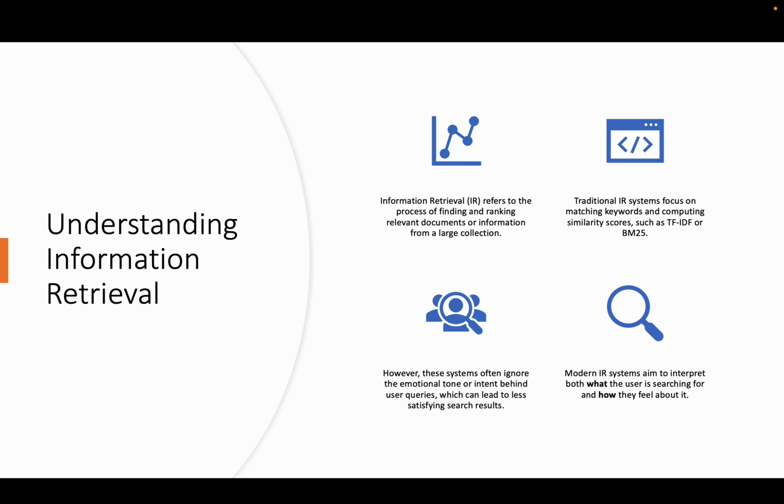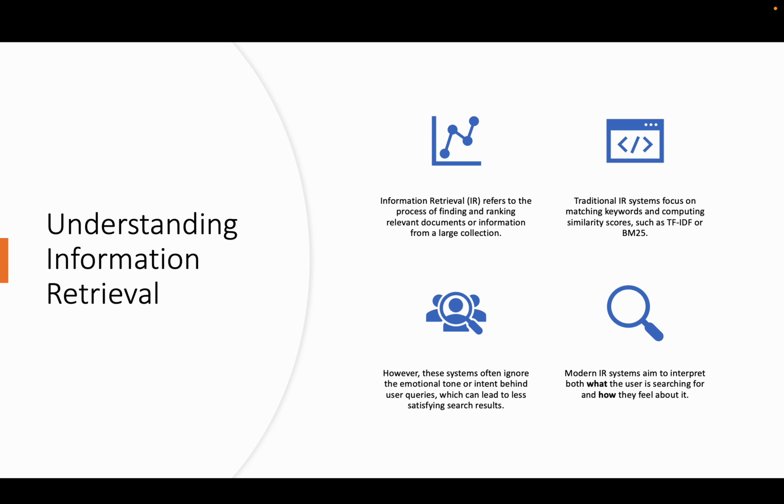Understanding information retrieval. Information retrieval, or IR, refers to the process of finding and ranking relevant information from a large collection of documents. Traditional IR models such as TF-IDF or BM25 rank documents based purely on the frequency and importance of keywords. While these systems are efficient at locating documents containing certain words, they do not account for the emotional tone, the context, or the deeper intent behind the user's query. Modern IR, however, aims to go beyond simple keyword matching by interpreting both what the user is searching for and how the user feels while searching.